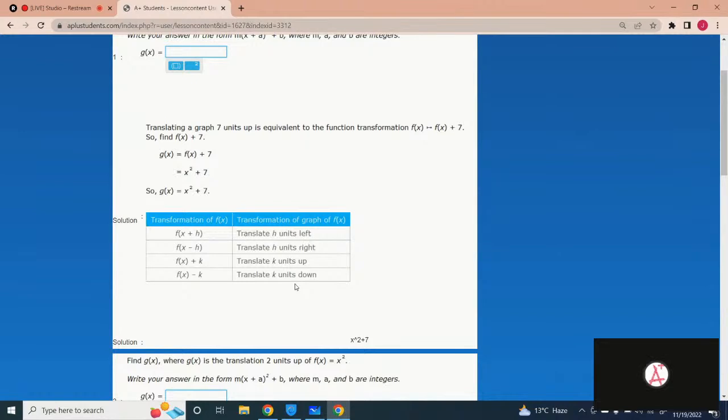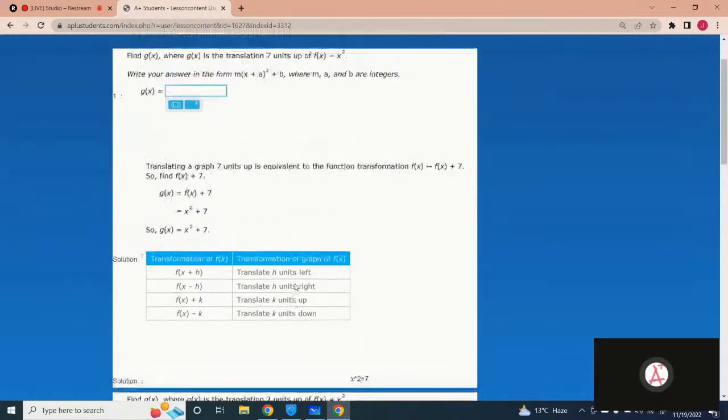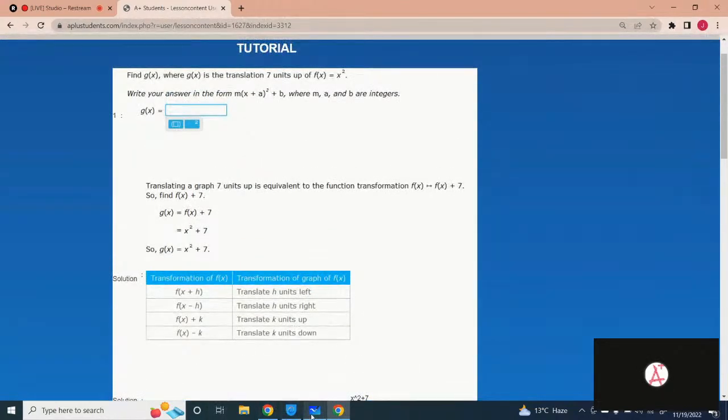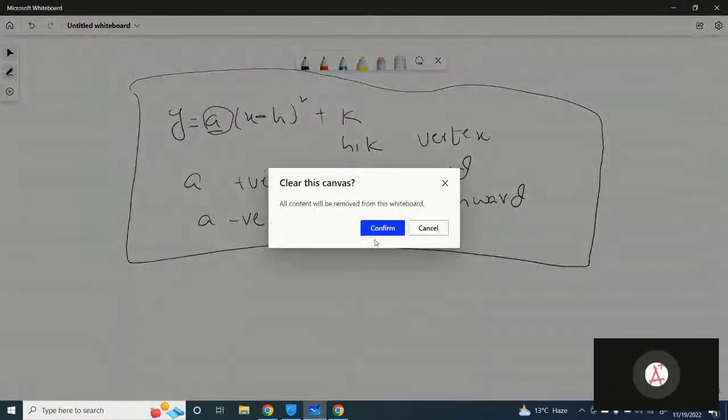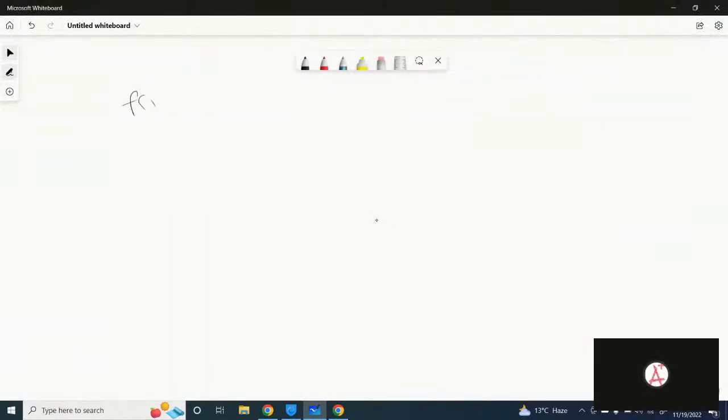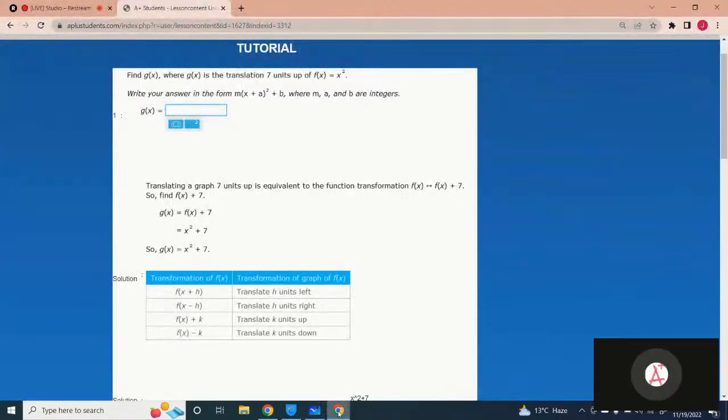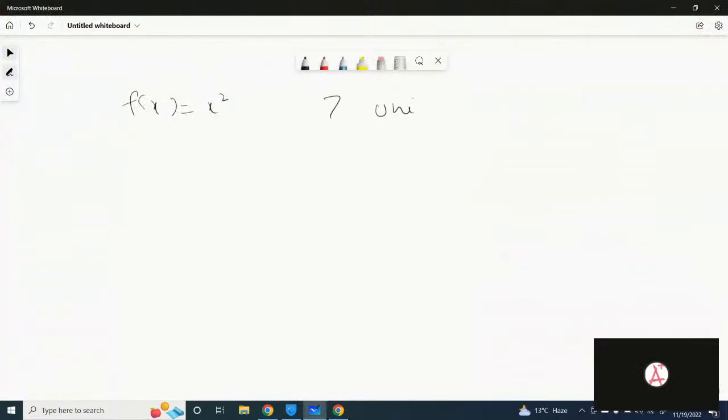Like for this one, the function f of x is x square. You have to translate up, I think. Let me check, yes, translation 7 unit up. 7 unit up means you have to do x square plus 7. Got it? That is actually the translation. 7 unit up. Got it?